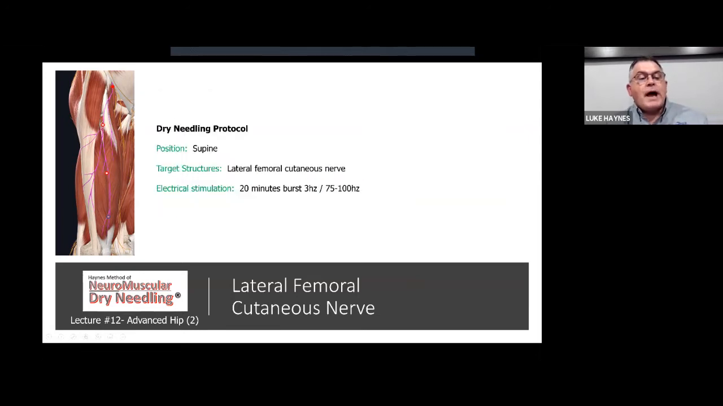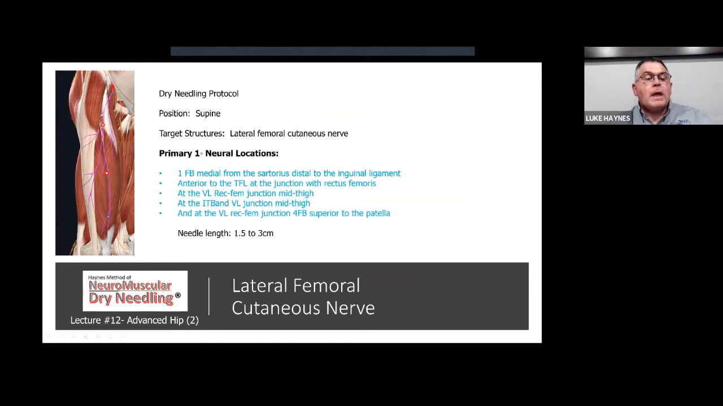Treatment is going to be supine. Again, the nerve itself or adjacent to is our target structure. Our primary neural location, we've got 5 things here. We're going to go 1 finger breadth medial from the sartorius distal to the inguinal ligament for its primary location. We'll go anterior to the TFL at the junction with the rec fem. We'll be at the vastus lateralis rec fem junction mid thigh.